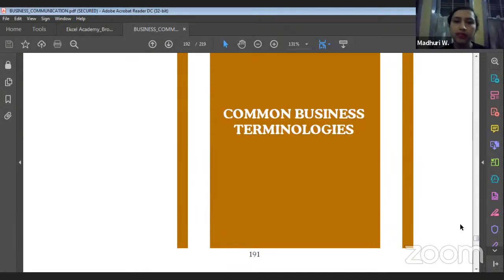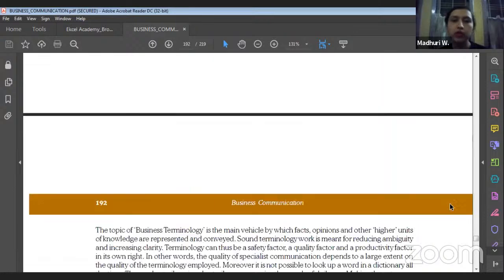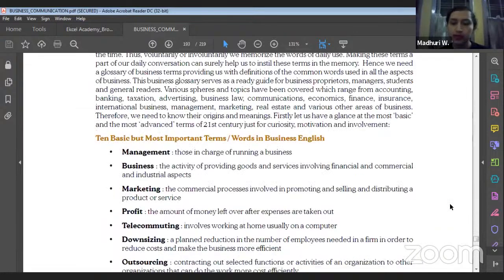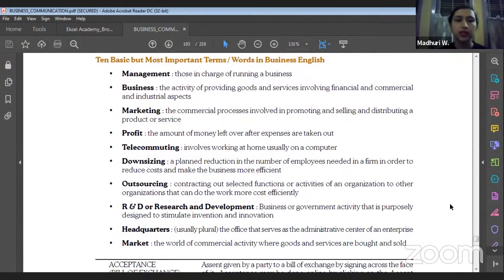is about the common business terminologies, right? We hadn't done this so far, so we can't do the whole thing again. You have to go through it, analyze every definition, see what it means. But we'll do a few common business terms, right? Terminologies that we use. So the 10 basic but most important terms or words in business English is management, right?